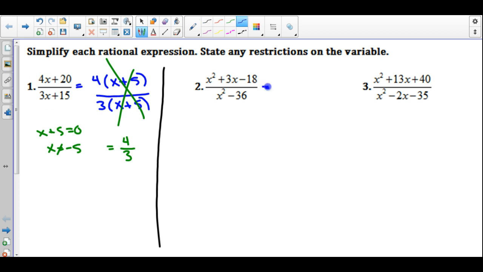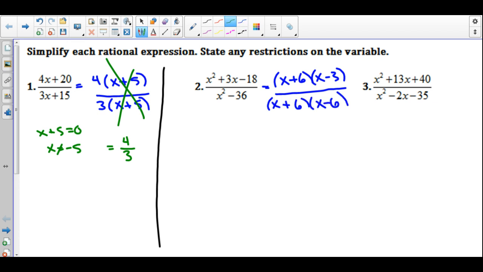Next one, I'm going to factor this right away. My factors of negative 18 that add up to 3, I think would be x plus 6 and x minus 3. And again, a positive times a negative gives me this negative 18. And if I take positive 6 plus negative 3, the greater of those two values gets the plus sign. On the denominator, I have a perfect square binomial. So I have x plus 6 and x minus 6.